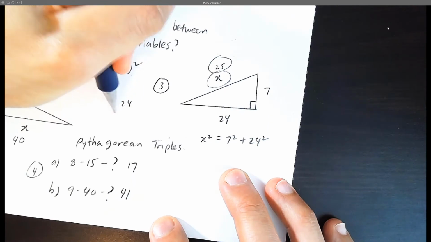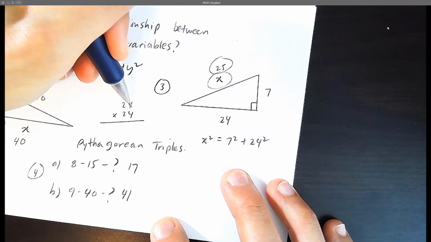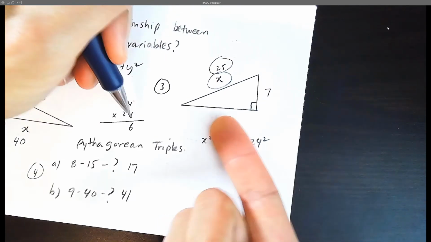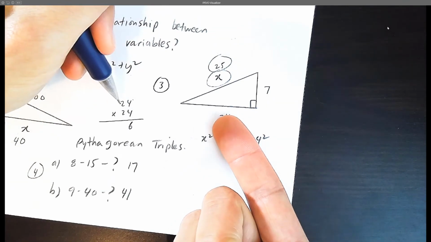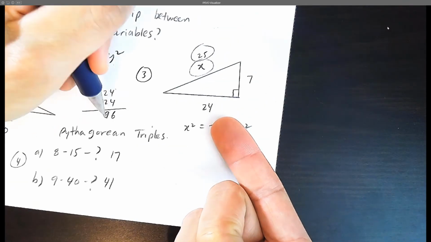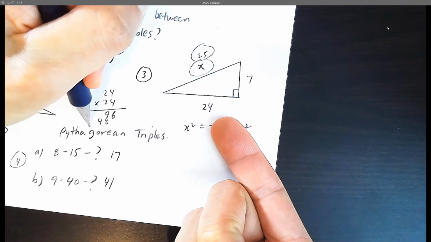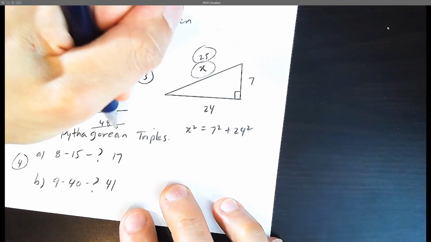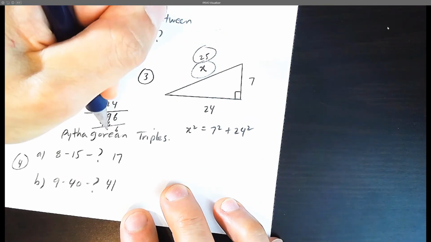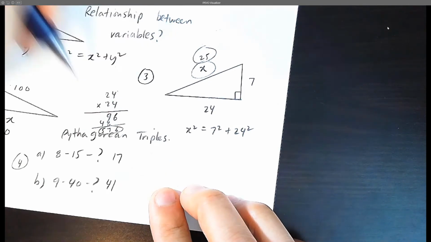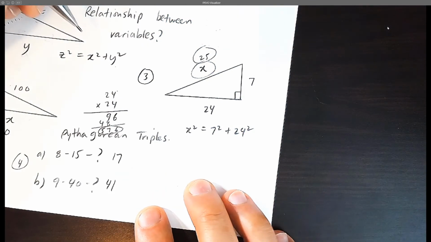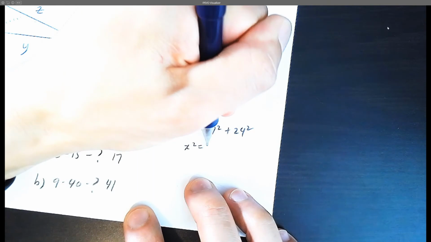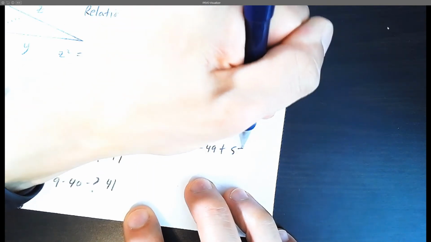So 24 times 24: 4 times 4 is 16. 2 times 4 is 8, so we have a 9 here. 2 times 4 is 8, 2 times 2 is 4. So as you can see, 9 plus 8 is 17. It's going to be 576. So what we have is x squared equals 49 plus 576.